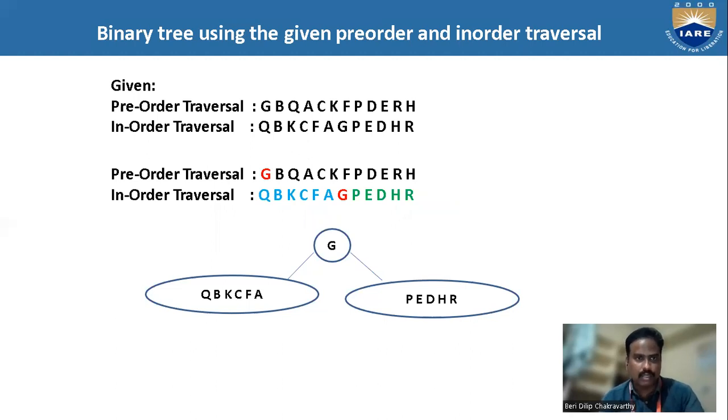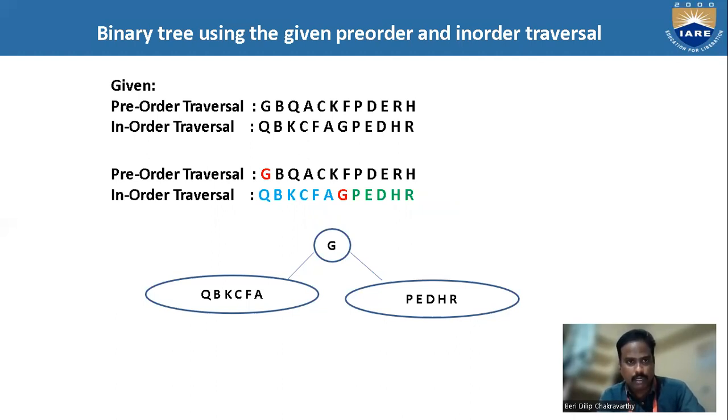Suppose in order is not given, and they give pre-order and post order and ask for construction of a tree. Then you won't get a unique tree; you'll get different trees from those traversals. But if an in order traversal is given, you'll get a unique tree. Now observe this. It's a very simple and interesting one.